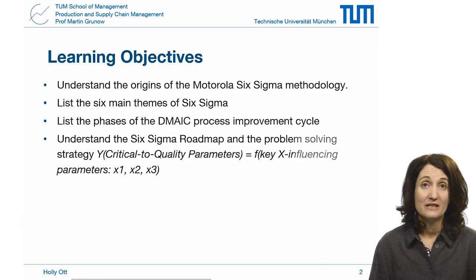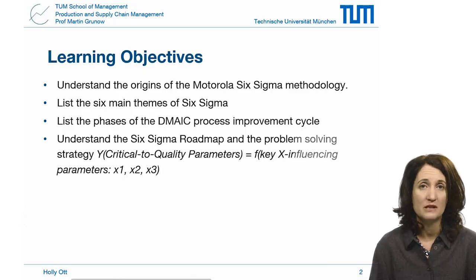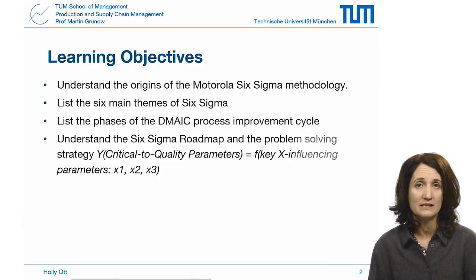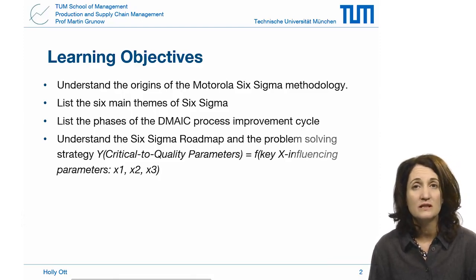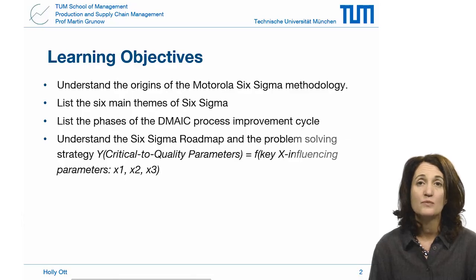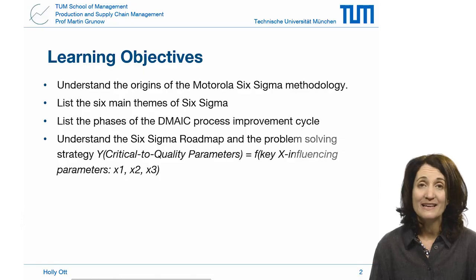The learning objectives of this session are to understand the origins of the Motorola Six Sigma methodology, list the 6 main themes of Six Sigma, and to just list the phases of the DMAIC process improvement cycle. We also want to understand the Six Sigma roadmap and the problem-solving strategy used in Six Sigma, which gives us our first equation. Y is a function of X, where Y indicates parameters that are critical to quality.